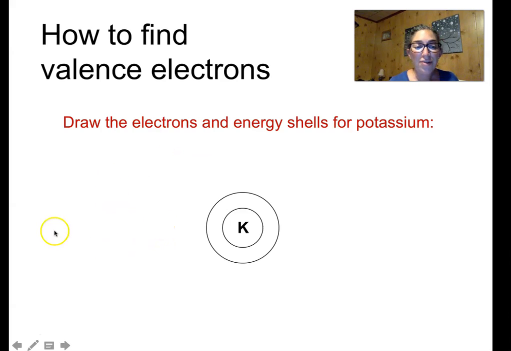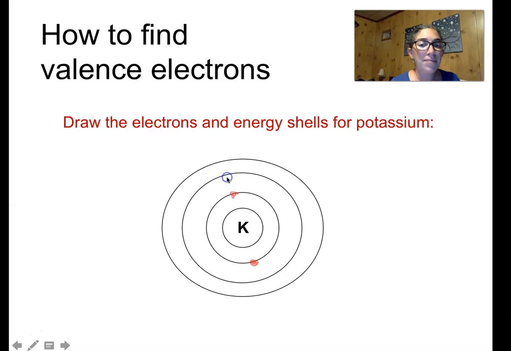So we could draw those electrons using the rules of filling the shells. That first shell has 2 electrons, so I'll draw 2 electrons. All right, but we need to get to 19, so we have 19 minus 2, so now we have 17 left to draw.